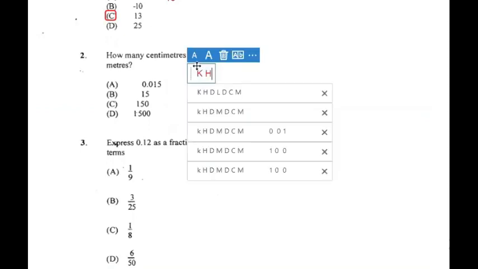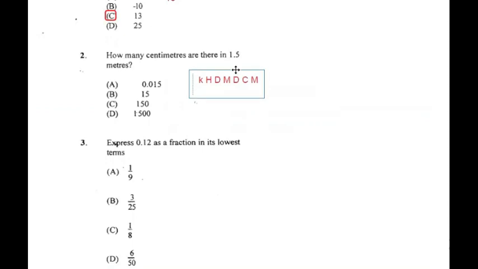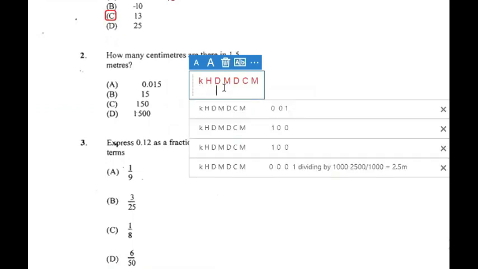So number 2, how many centimeters are there in 1.5 meters? I'm not sure if you're familiar with the mnemonic "kick him down man, don't commit murder." So it's kilometer, hectometer, decameter, meter, decimeter, centimeter and millimeter. What I usually do is put 1 at the unit that we're moving from. In this case we're moving from meters towards centimeters, and I use zeros under the units until we reach the ending unit.